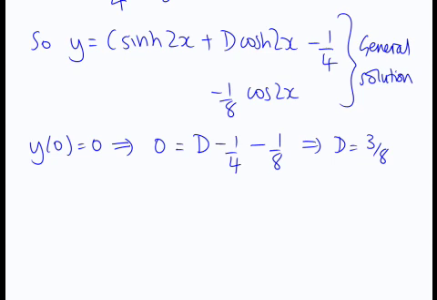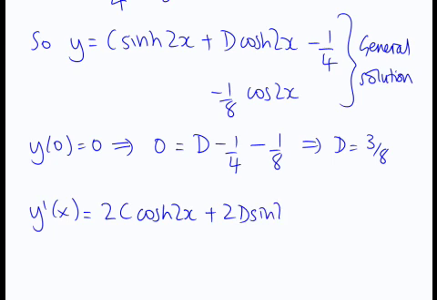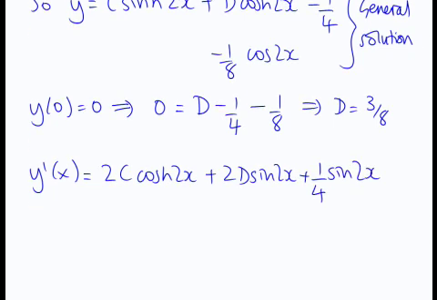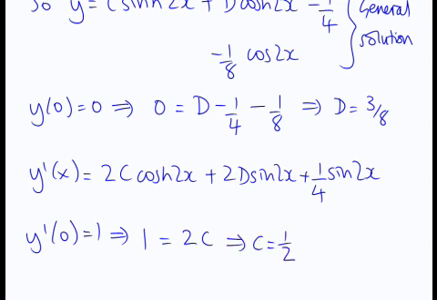The second initial condition involved y prime, so I just need to differentiate first. I get 2c cos 2x plus 2d sine 2x, minus minus is a plus, a quarter sine 2x. And if I apply the initial condition, which was y prime of 0 equals 1, I get 1 is 2c, so that c is a half.